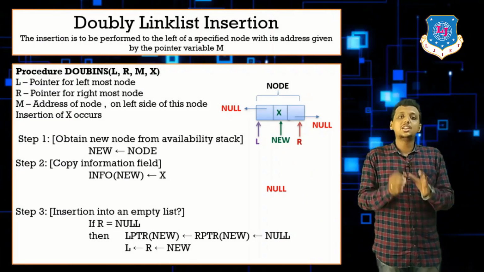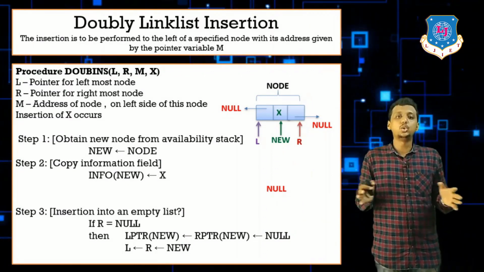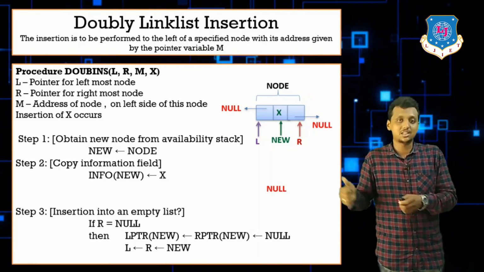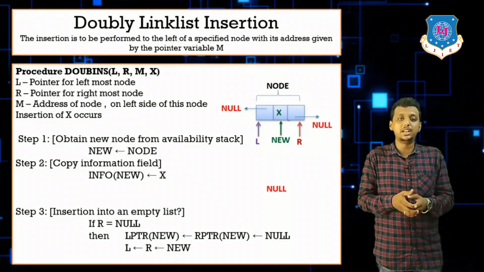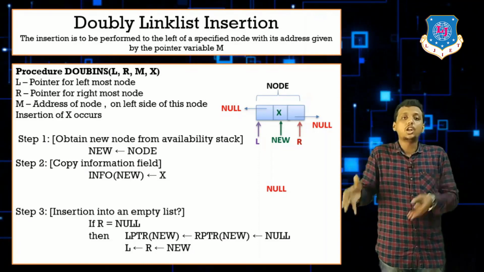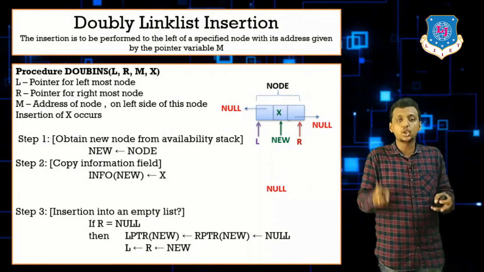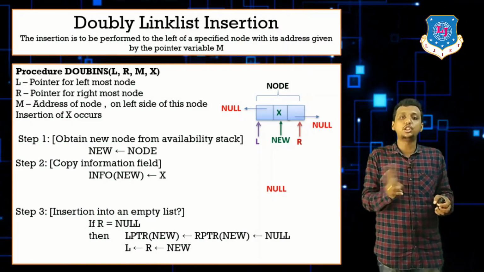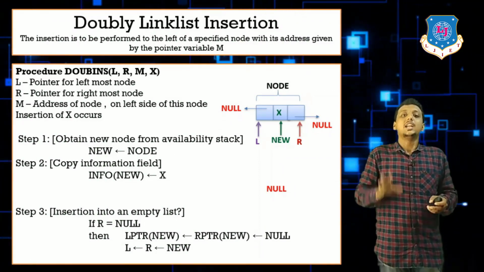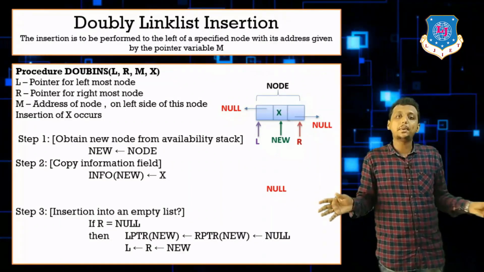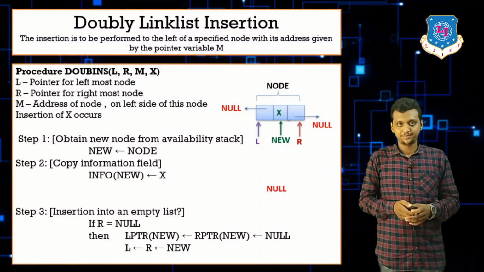Fine. So this is how we can insert a new node in a doubly linked list when there is no node, that means there is no node in the doubly linked list. Then whatever node we take from the doubly stack becomes our first node and our last node. So both L and R point to that new only, and LPTR of new and RPTR of new become null.